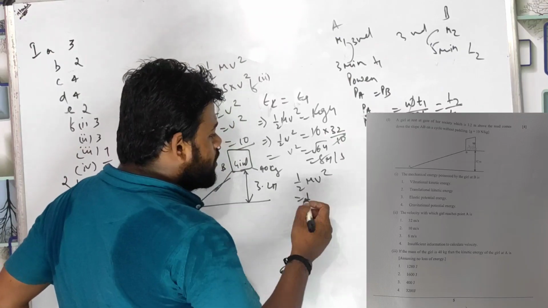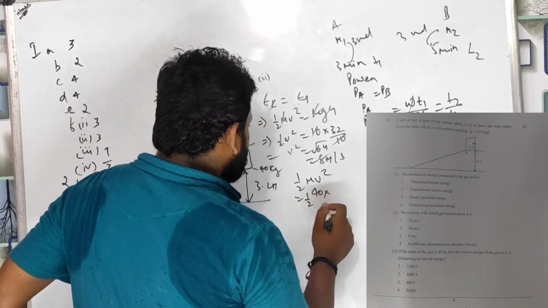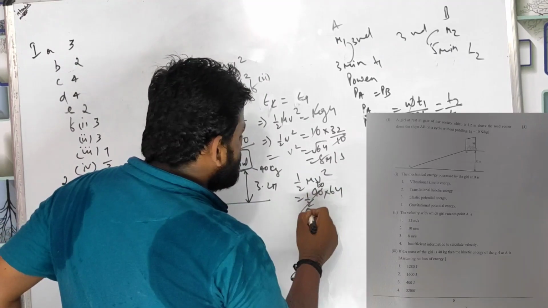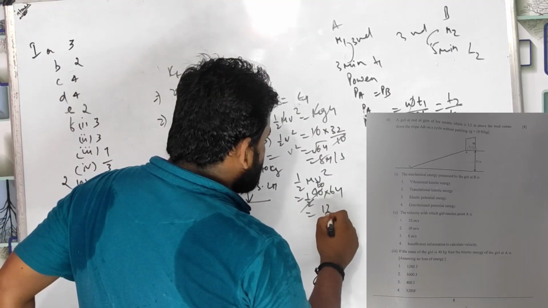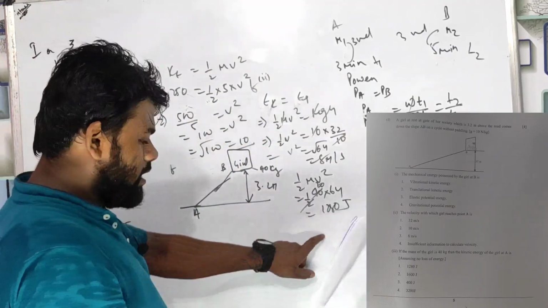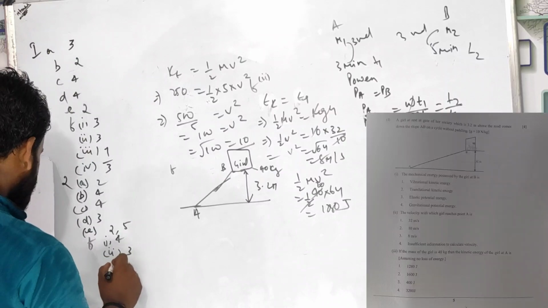Half mv squared, it is given. What, children? m it is 40 into v. What v you have got? 8 you have got here. 64 लगाओ, काटो 20. 64 into 2, 128 joule, 1280 joule. Yes, it is given. Bit 3, number 1 option.